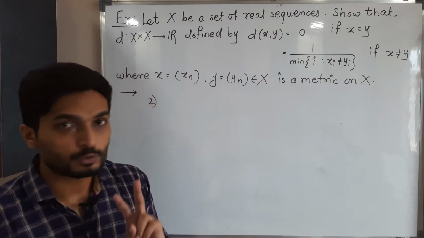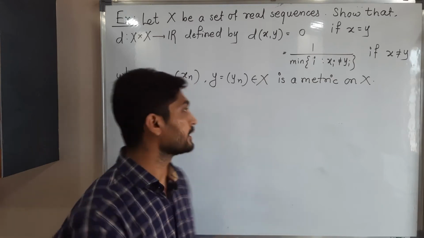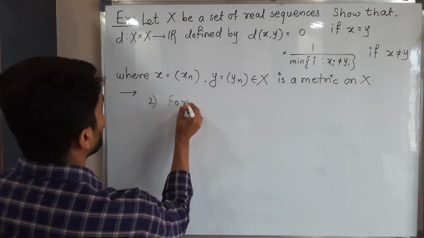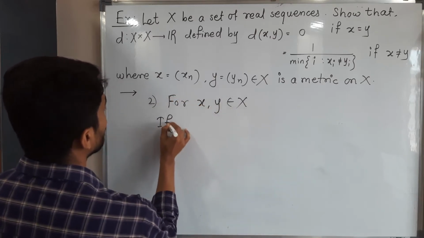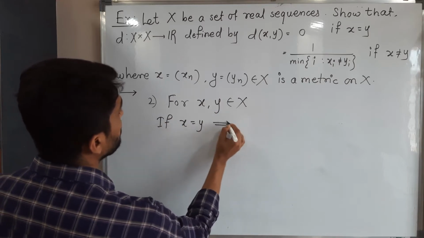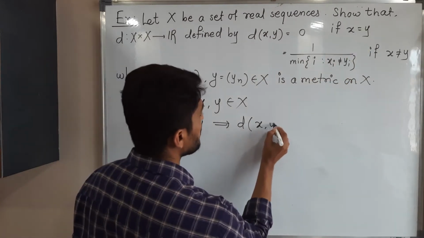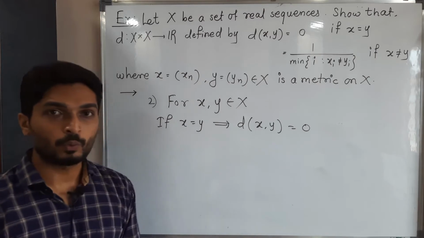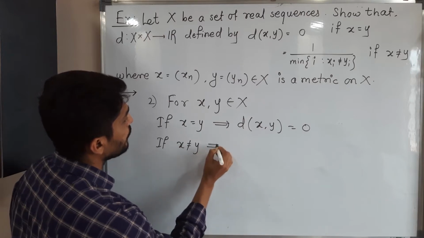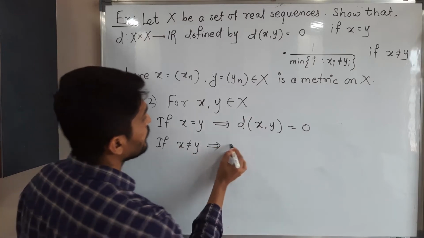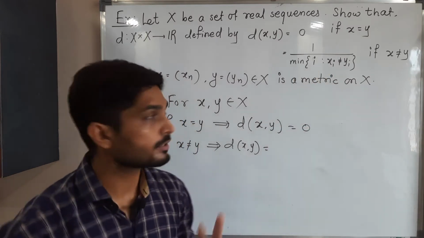So here we will discuss two cases: x is equal to y, and the second case is obviously x is not equal to y. So let us start. Here I am considering x, y belonging to X. First case: if x is equal to y, the definition says the distance between x and y is 0, right? Let us try the second case, x is not equal to y. See what will happen to the distance between x and y if x is not equal to y. We should go for the second definition, right?